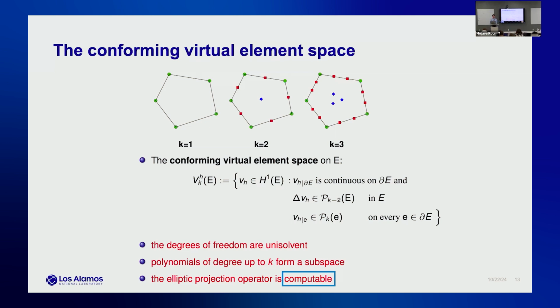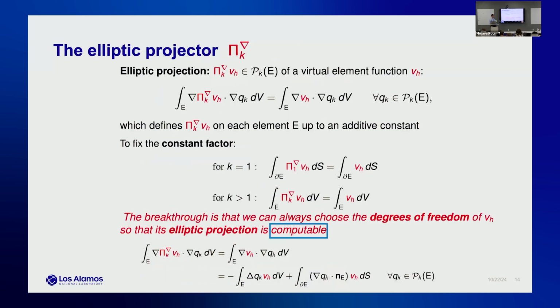And the last concept is that the elliptic projection operator is computable. I will revisit what computable means by choosing this virtual element space. So now this is the meaning of the virtual element method, the elliptic projector pi k nabla. It is defined as follows: pi k nabla projects a function VH in the virtual element space to the polynomial space.